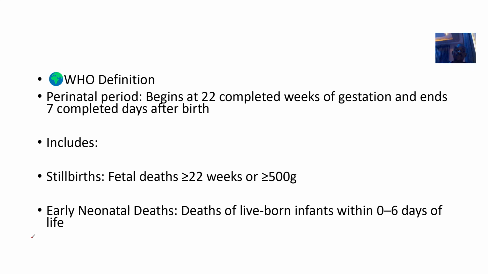Okay. So the WHO definition: the perinatal period begins at 22 completed weeks of gestation and ends 7 days after the person's birth. Do you understand? So you want to see the people that died during this period, or maybe during childbirth, or within 7 days after they were born. You understand? So stillbirths are fetal deaths, then also early neonatal deaths, that's within day 0 to day 7.